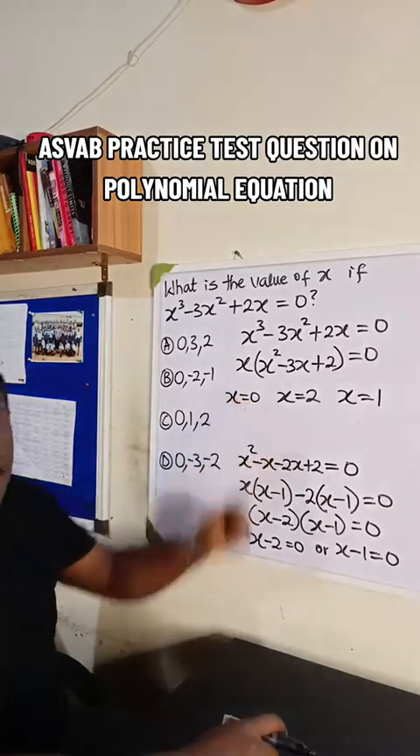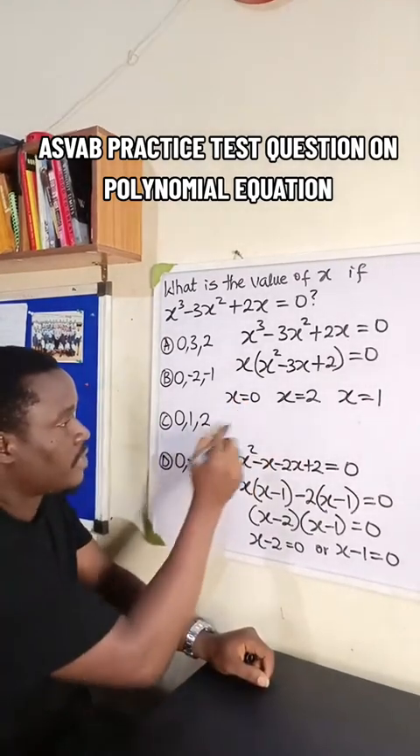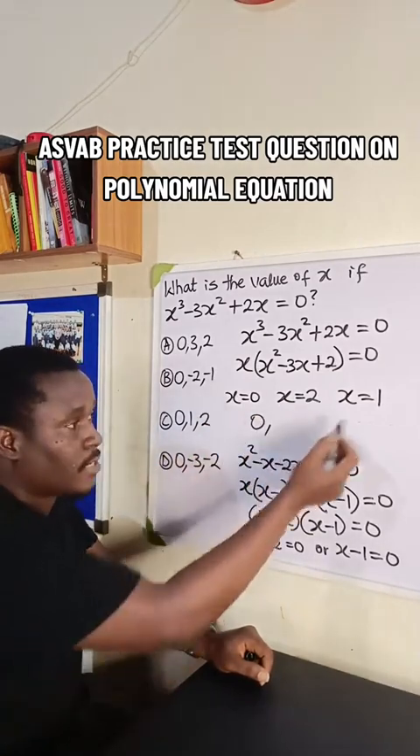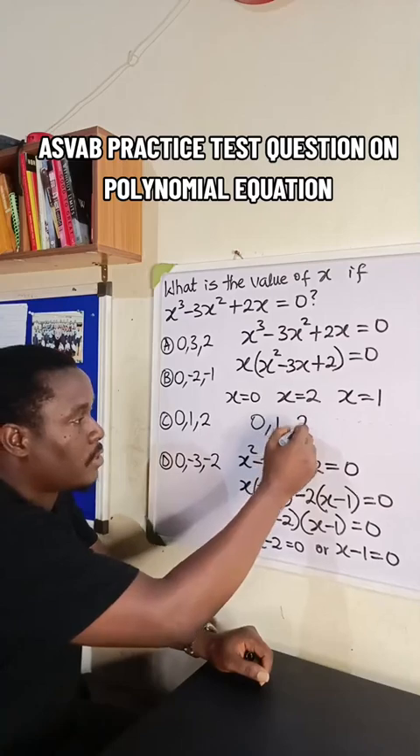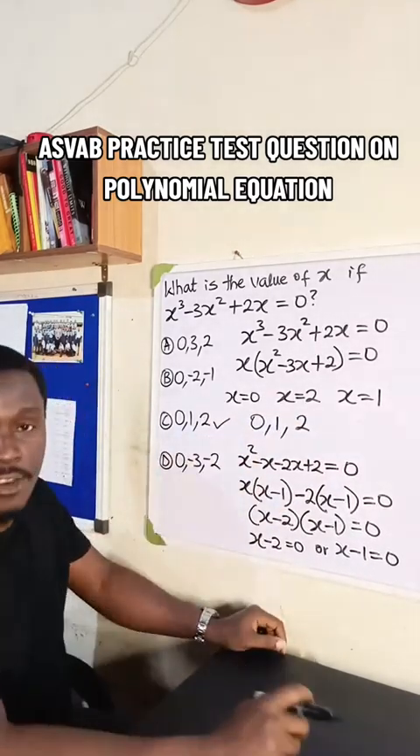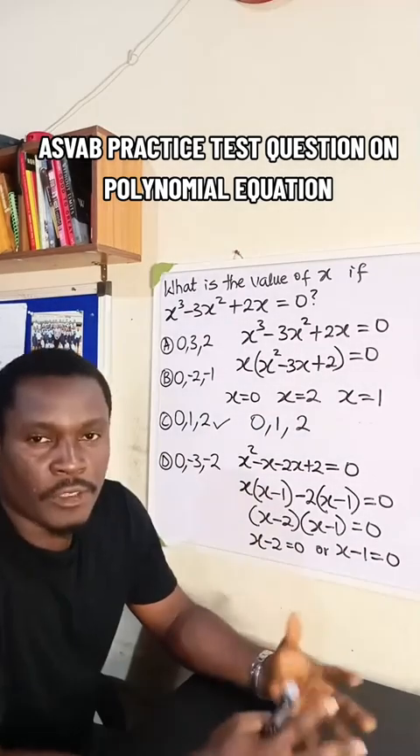So this becomes the three values of x. What was the first value? 0. The second value, let's write it from smallest to largest. 1 and 2. So these are the values of x. Option C is the correct answer. Very simple. I hope you understood the lesson.